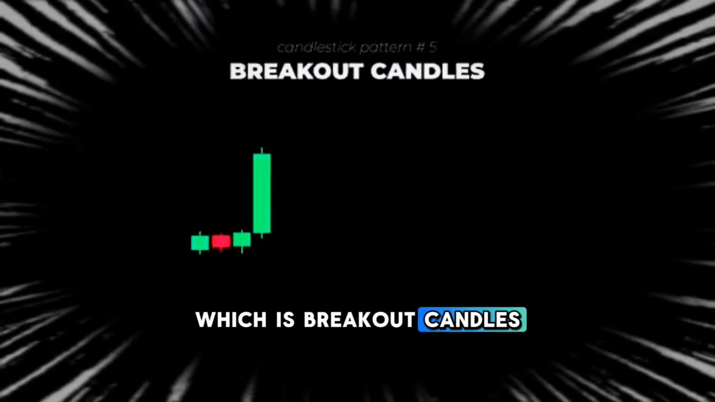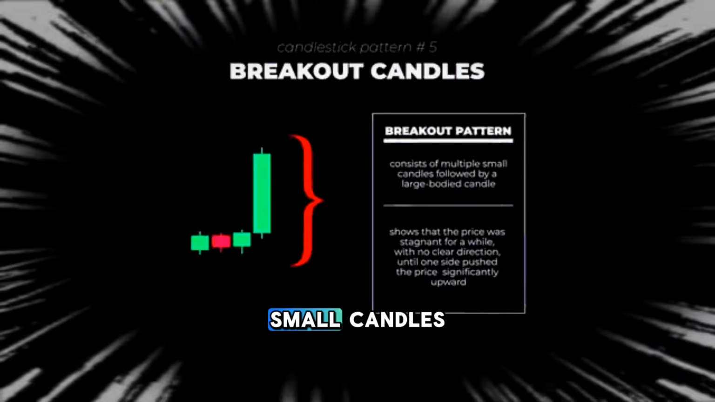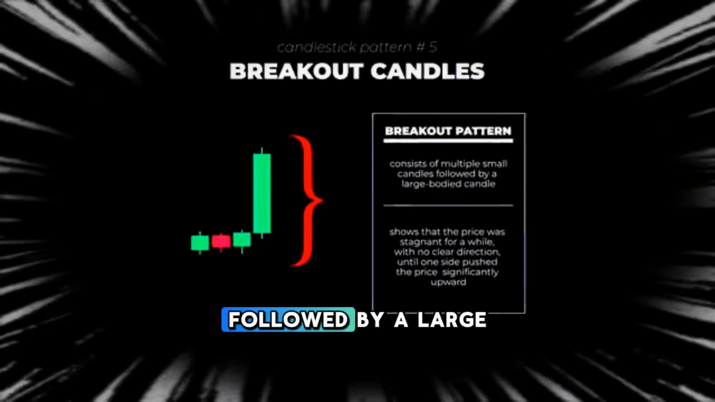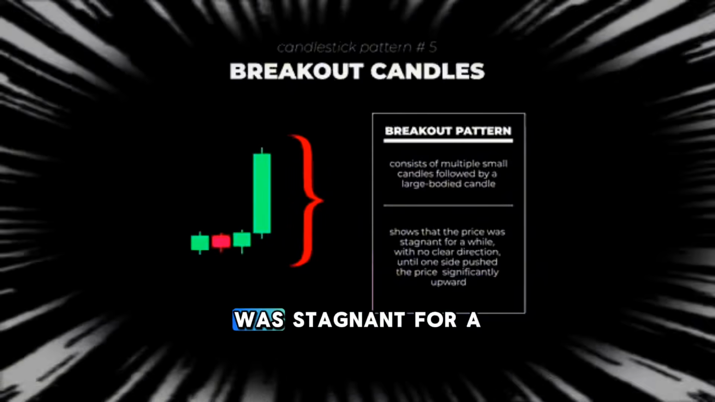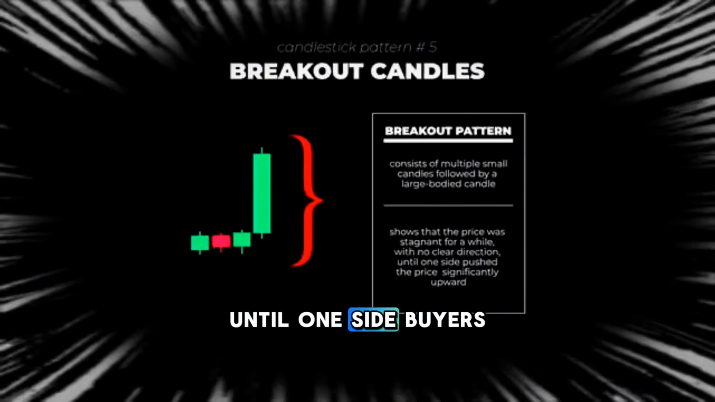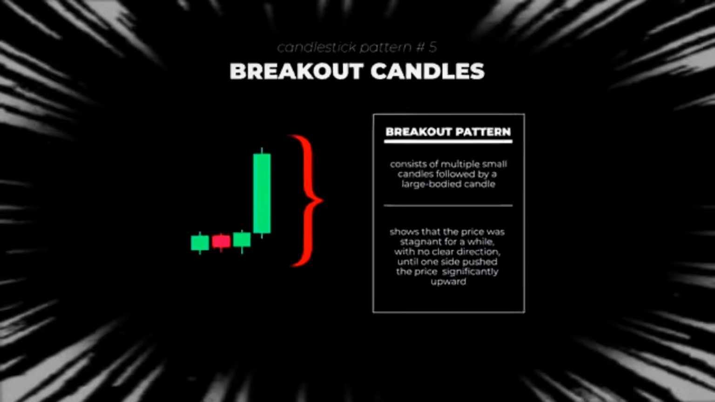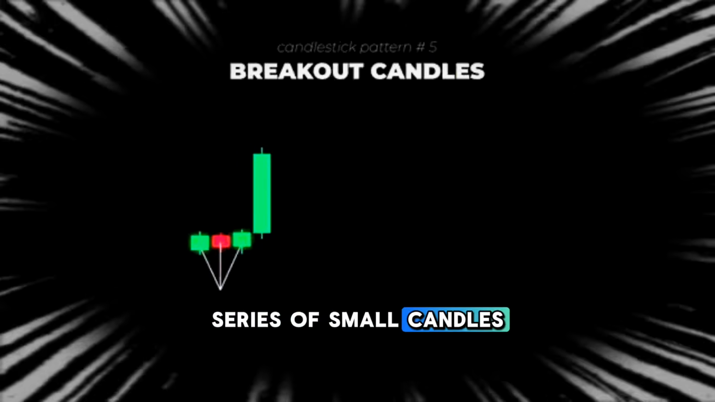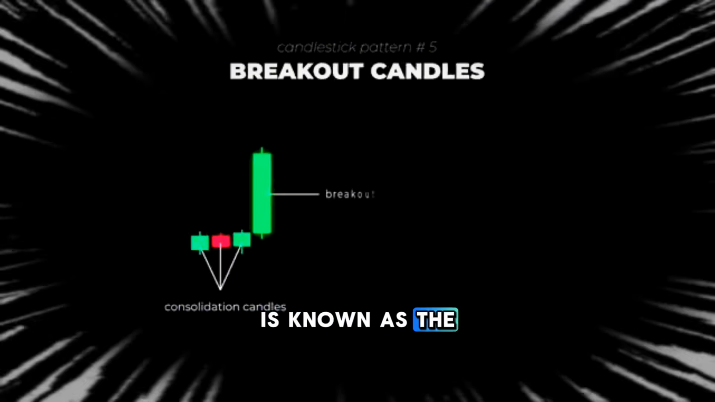Moving on to pattern number 5, which is breakout candles. This is a type of candlestick pattern where we have multiple small candles with small bodies forming, followed by a large-bodied candle. This pattern shows that the price was stagnant for a while, with no clear direction, until one side, buyers in this example, pushed the price significantly upward. In this setup, the series of small candles is called consolidation candles, and the large candle is known as the breakout candle.